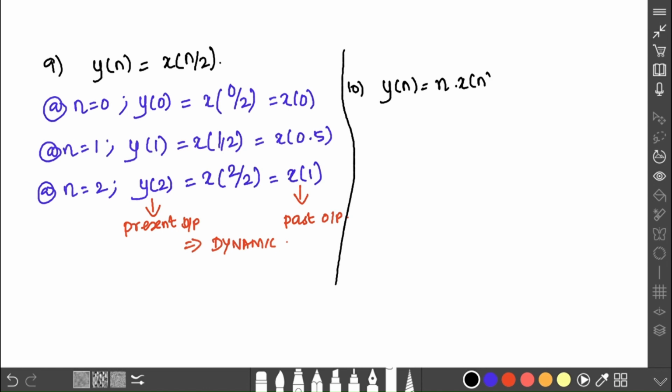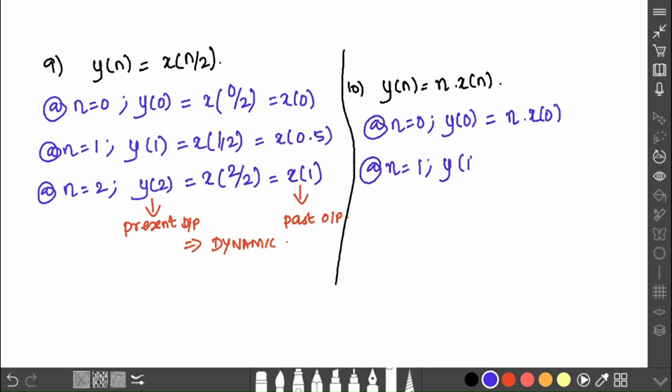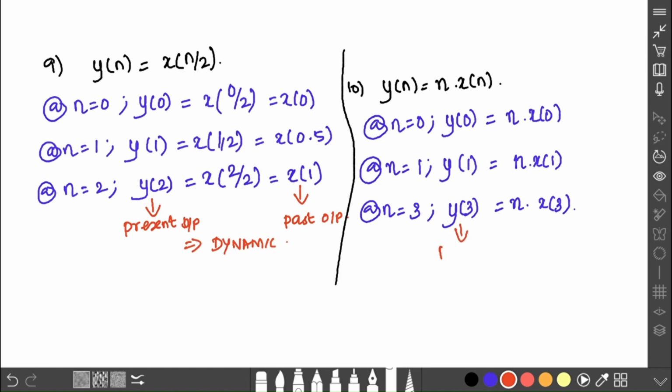The last problem, y of n equal to n into x of n. As we have seen a similar problem with respect to the sixth one, a into x of n, the same one here; instead of a, the variable here is n. Sometimes you can get it in terms of t or any variable. Though it is a variable, you should note only the functionality x of t or x of n. Here it doesn't change. The present output depends only on the present input. So hence the system is static.